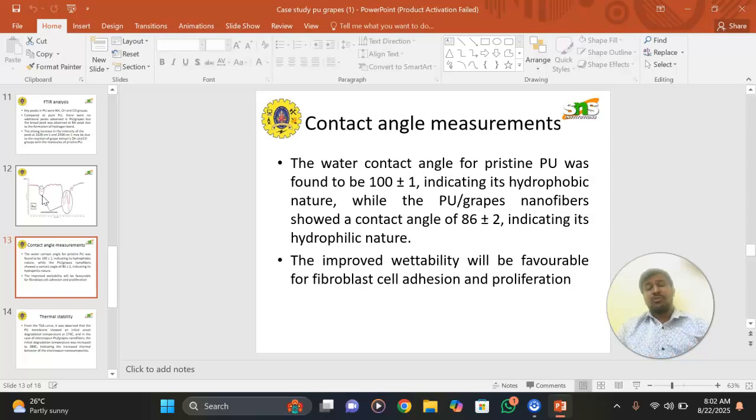Next, contact angle measurements. Contact angle measurements are used to predict the wettability of the scaffolds. The contact angle of PU was found to be 100 degrees, while PU grapes showed 86 degrees, respectively, which clearly indicates the improved wettability of the PU nanocomposites. It was clearly shown in the literature that improved wettability of the scaffold is favorable for fibroblast cell adhesion and proliferation.